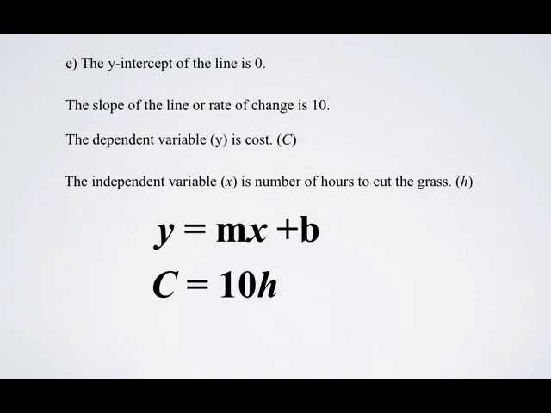The dependent variable y is the cost, which we call the variable C. And the independent variable x is the number of hours required to cut the grass, which we've renamed h, so it makes a little more sense.